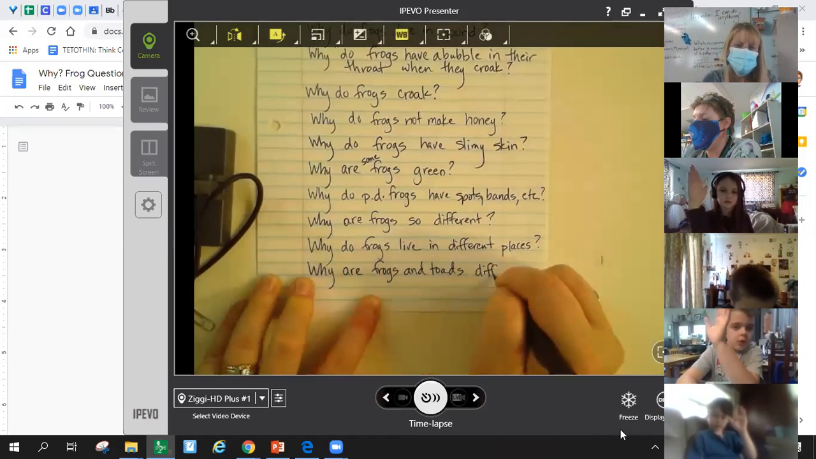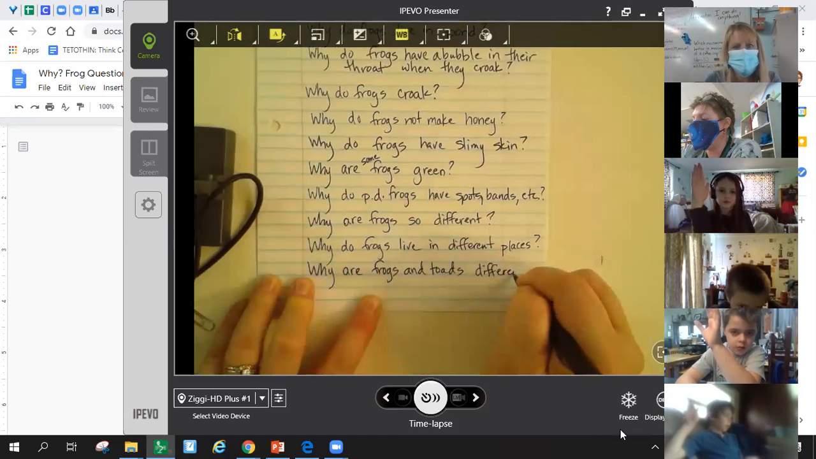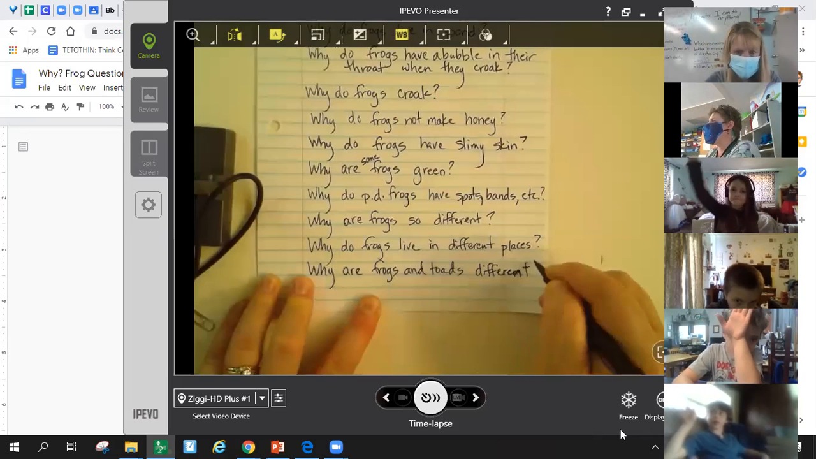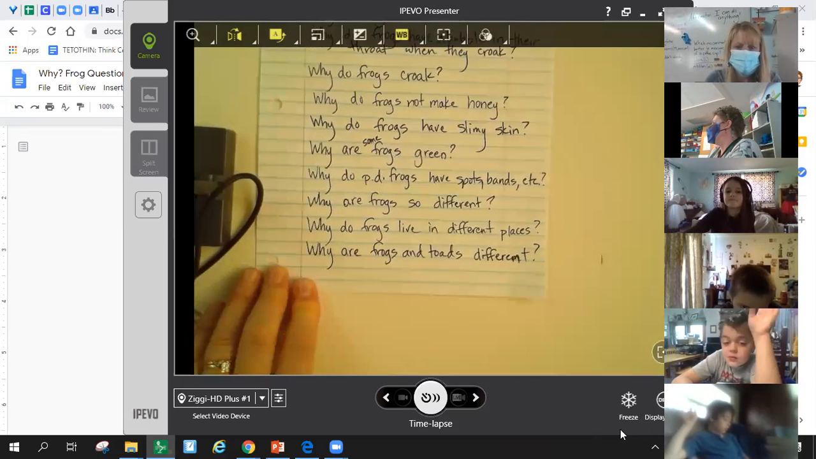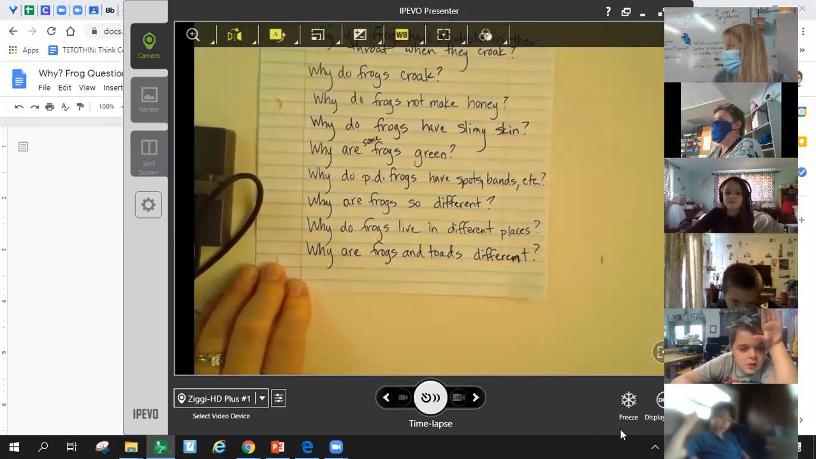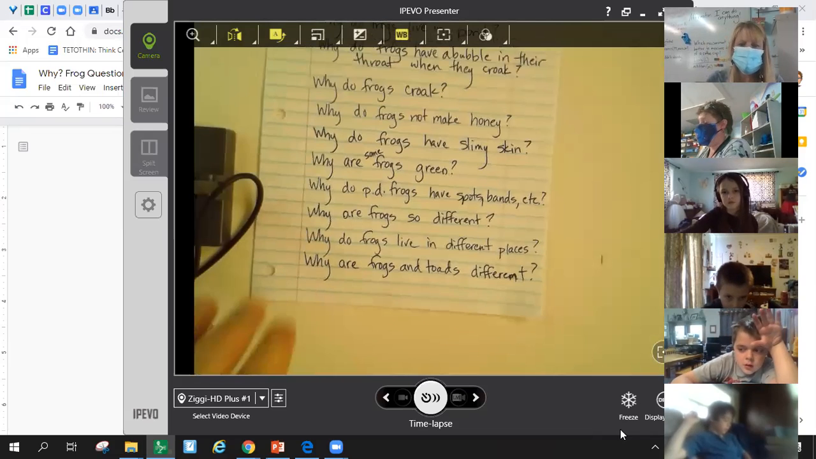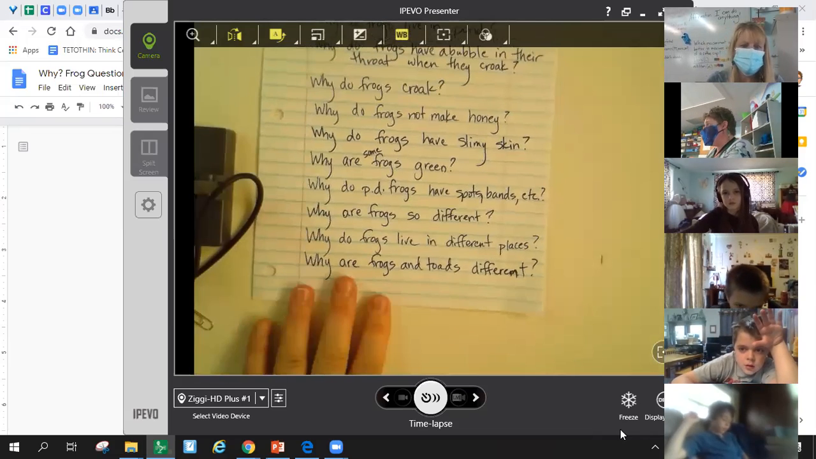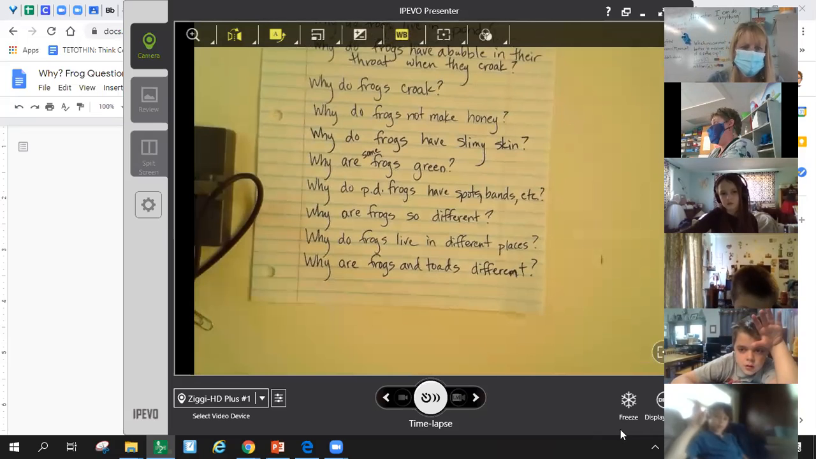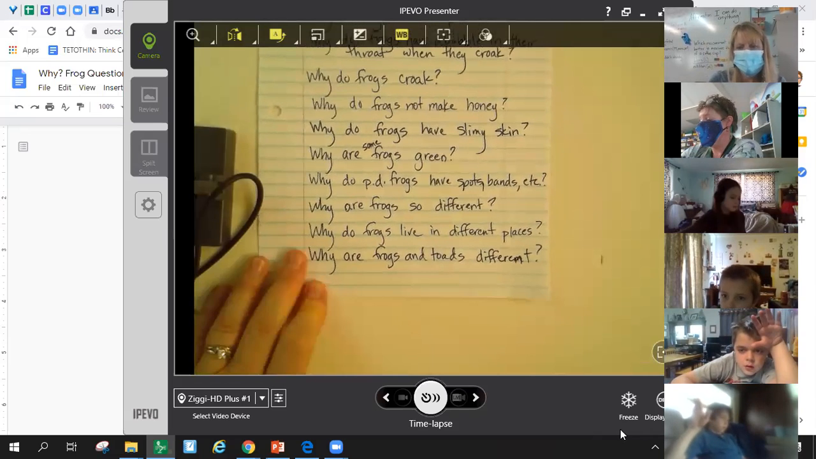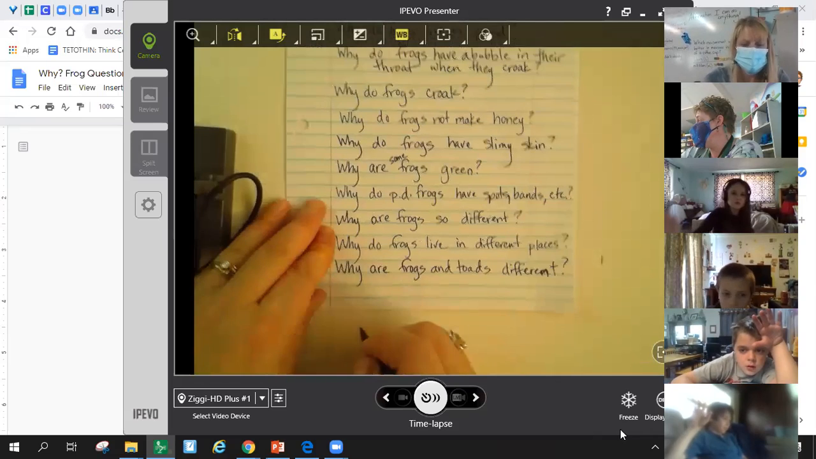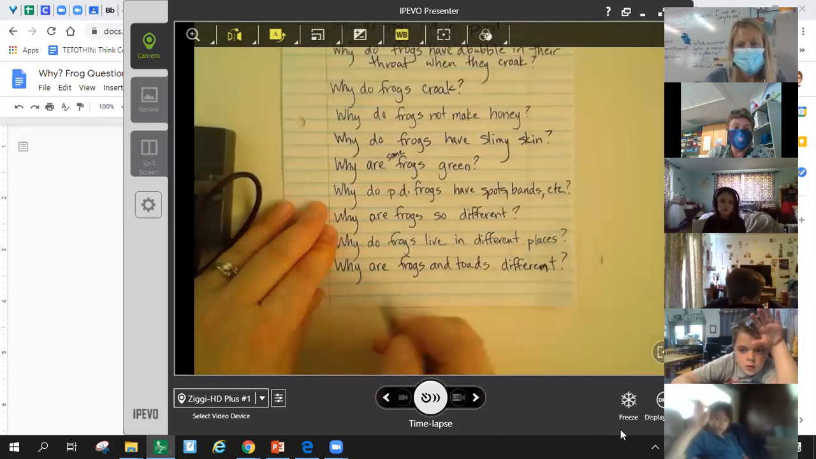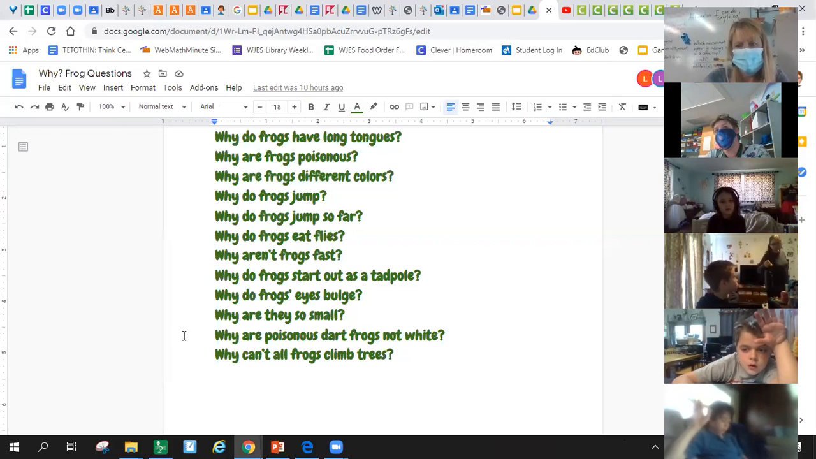Okay, I know we have so many more hands up, but I am running out of room. Just because you have questions doesn't mean it doesn't count, we're just not going to write it down right now, but you can still use your questions if you have them in your head. Madison? Why do frogs have bulging eyes? Oh, we've got that in there. Why do frogs' eyes bulge? We got that one. So you're covered on that.